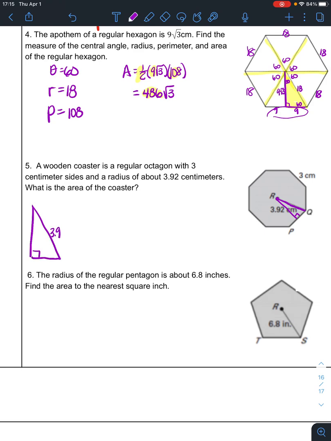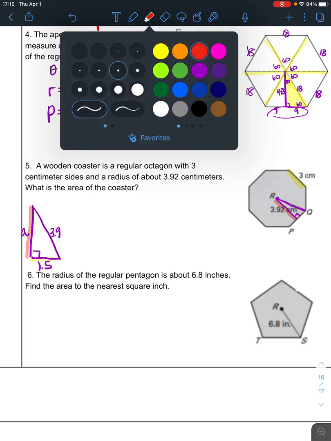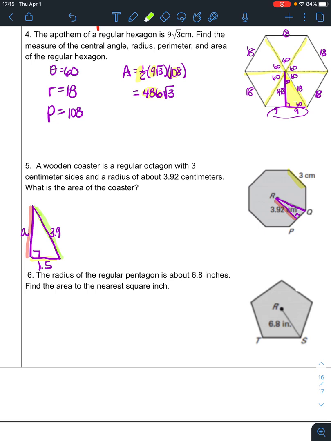We have this little triangle, right? This is 3.9. This side is half of this side, 3. So that means this is 1.5. So the apothem, let me highlight these so you can see, this matches this. This piece, 3.9, matches 3.9 right here that they gave me. And the 1.5 came from half of the 3, because when I dropped down the apothem, it cut that in half. So we need to do Pythagorean theorem to find the apothem.